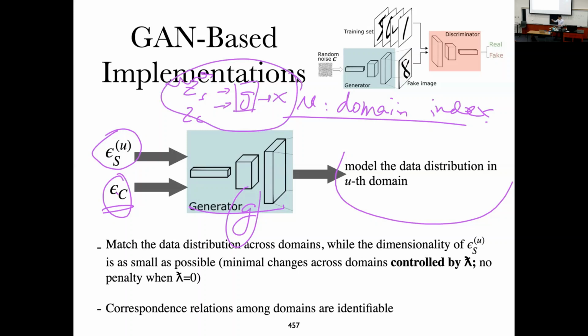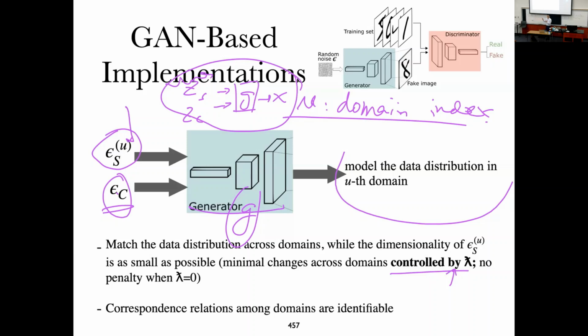Now, coming to the problem, we have to make sure that the changing part is as minimal as possible. How can we do it? Essentially, we use some penalty to prefer invariant distribution across domains. I will not talk about technical detail, but basically it's very simple. And then by controlling this parameter lambda, we can control how many components you want to keep as constant ones.